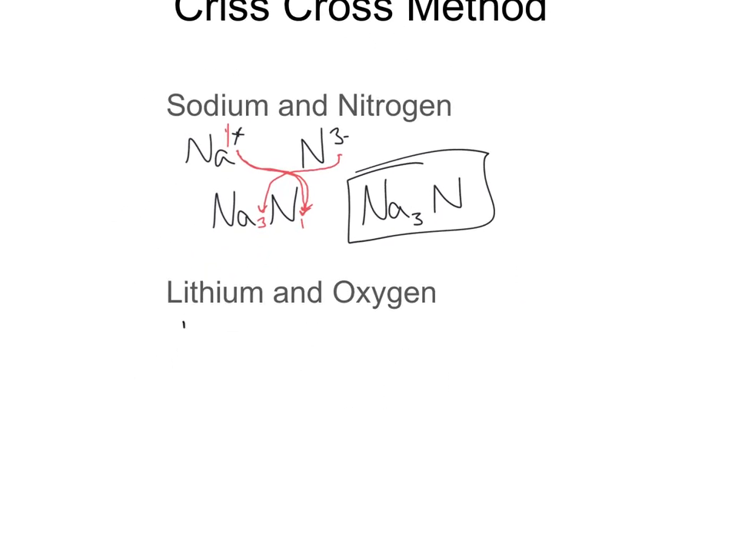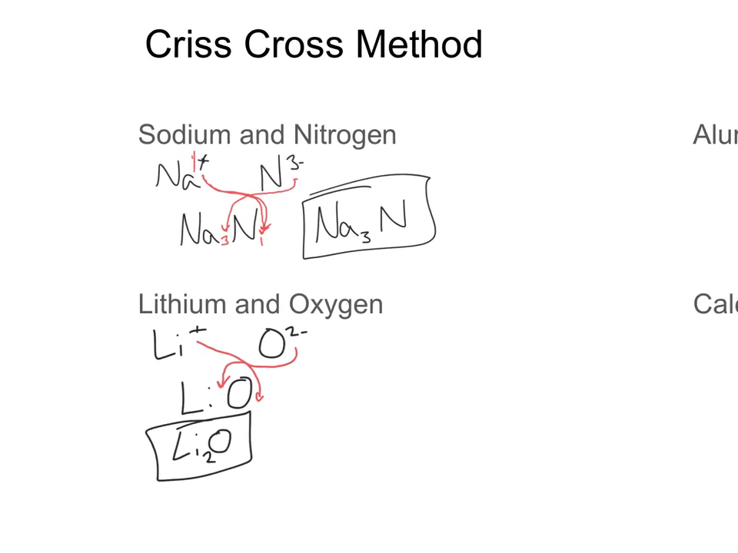Now we're going to do some faster. Li is a 1 plus charge, O is a 2 minus charge. So I rewrite. Right here, I crisscross my 1 over to become my number of oxygens. My 2 comes over here. And the chemical formula for lithium oxide is Li2O. This is my chemical formula here.